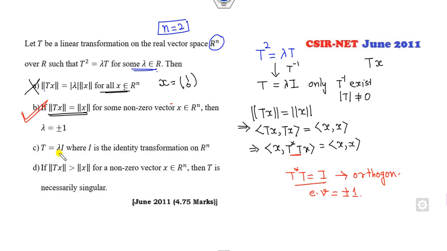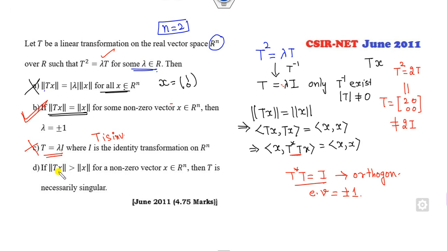T is equal to lambda I. This happens only if T is invertible, as I discussed here. But it is not given that. I can again simply take this value. Fine. If I simply take this value, clearly this is not equal to 2I, although this satisfies this value. Where the 2 is any value. So, it is not satisfied. Now look at the last option.